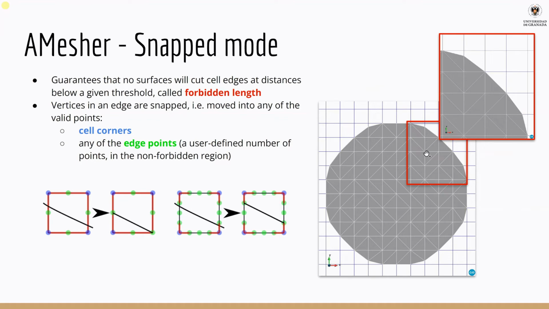Here you can see the top view of the cylinder in the snap mode. You can see there is an improvement from the adapted mode, and the very small FDTD edges have disappeared.